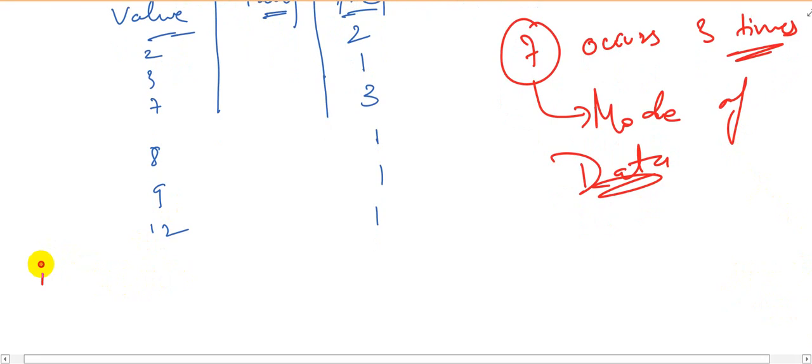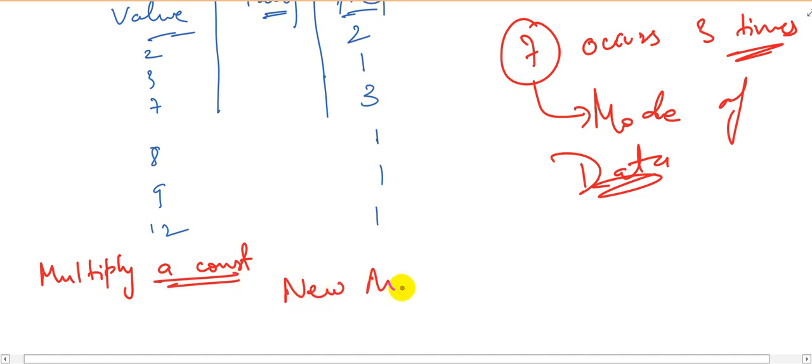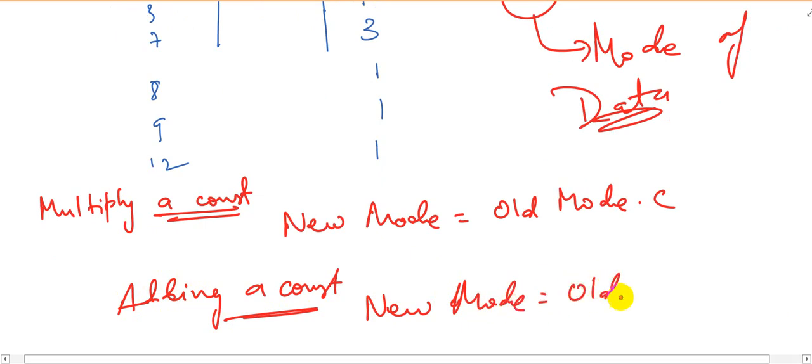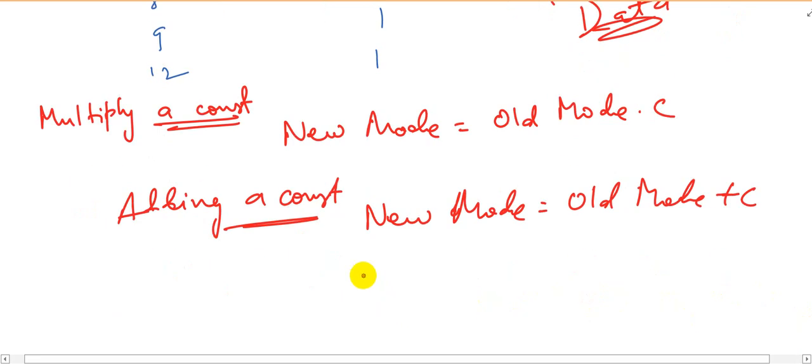Now again we can multiply by a constant. The new mode will be nothing but the old mode times C, the constant which we have multiplied, and the similar result would hold for adding a constant: new mode is equal to old mode plus C. This is because they are all dependent upon one value, and if something happens to that value, it doesn't matter because the number of occurrences of that value is the same in the data set. The value has changed due to what we have altered.